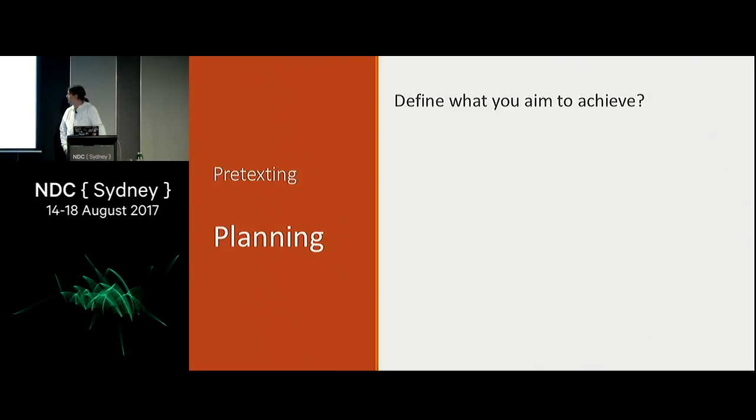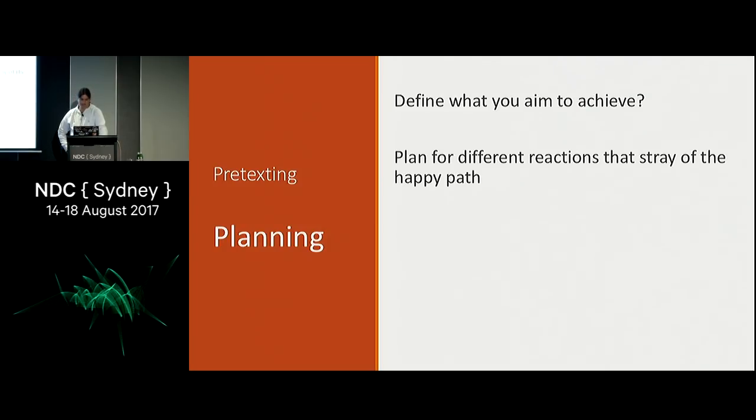When you're planning the pretexting stage, you need to define what it is you're actually trying to achieve. It goes without saying, good planning always leads to more success. And you need to plan for different reactions, to stray off the happy path. If all goes well, you'll go in, do your pretexting attack against someone, and get the result that you want. But what if it doesn't go well? What are all the different failure cases that can happen? You need to prepare for those.